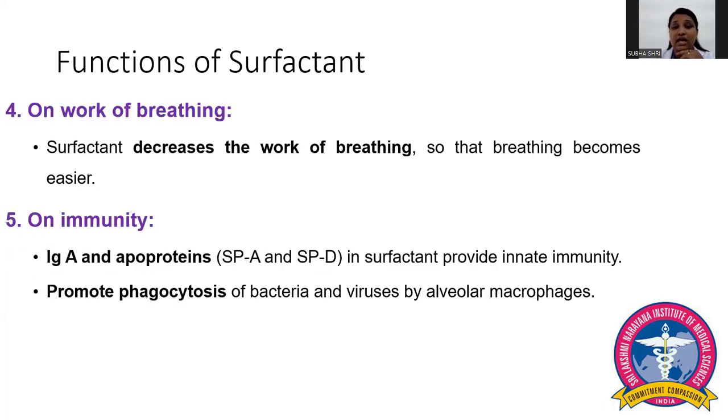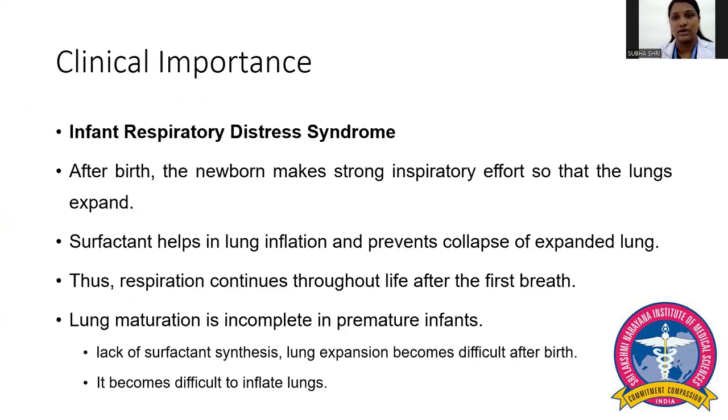The next function is that it decreases the work of breathing, so that breathing becomes easier. The next and last function is its role in immunity. In the composition I said surfactant has immunoglobulins and apoproteins which provide innate immunity, and it also promotes phagocytosis by alveolar macrophages to kill any bacteria or virus entering our lungs. So these are the functions of surfactant.